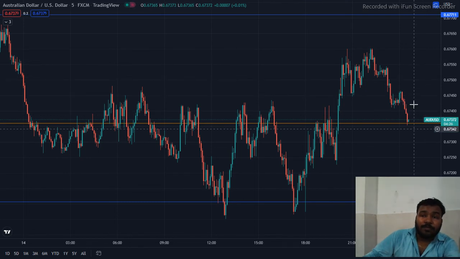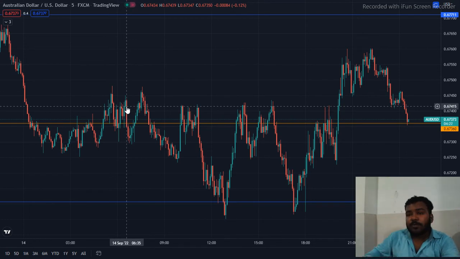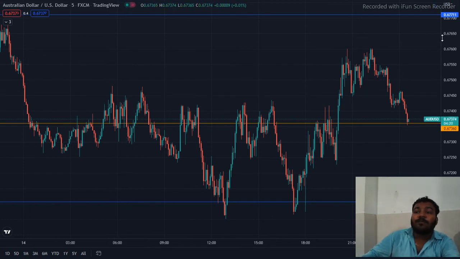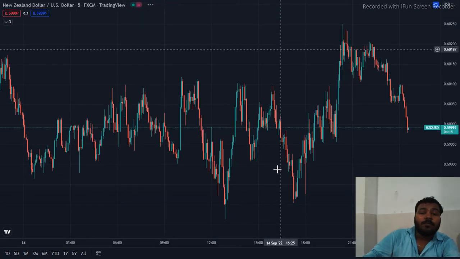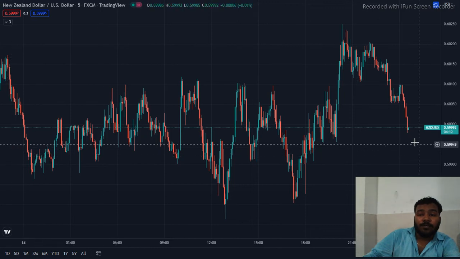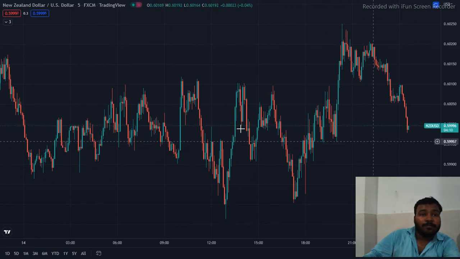Okay, if it forms a support over here, because this is a zone also, then we can go higher to test the level of 0.67711. I'll show in the bigger time frame also, but I'm showing in the intraday time frame because I'm covering the whole day's movement in this chart. The whole screen is showing the whole day's movement.